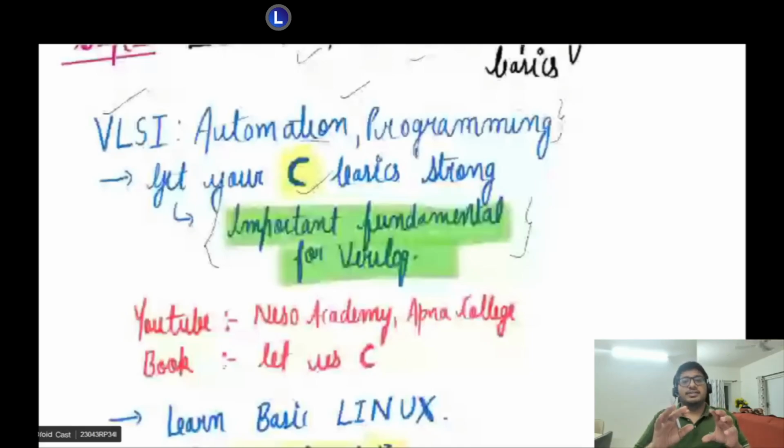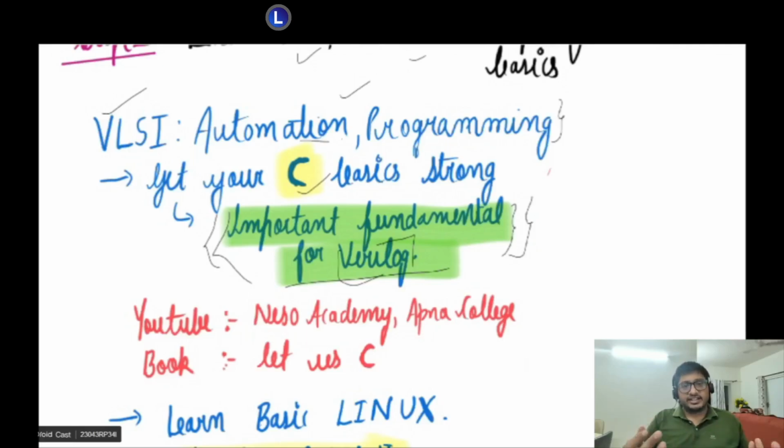So what I'll suggest is that C is the closest language to hardware. It's the fastest language, right? Most of the firmware is still written in C. So C is the most important topic and you should not miss it. It's the most important fundamental for Verilog, which is a well-known HDL, or hardware description language, used by people like me in the industry. So get your C basics strong.